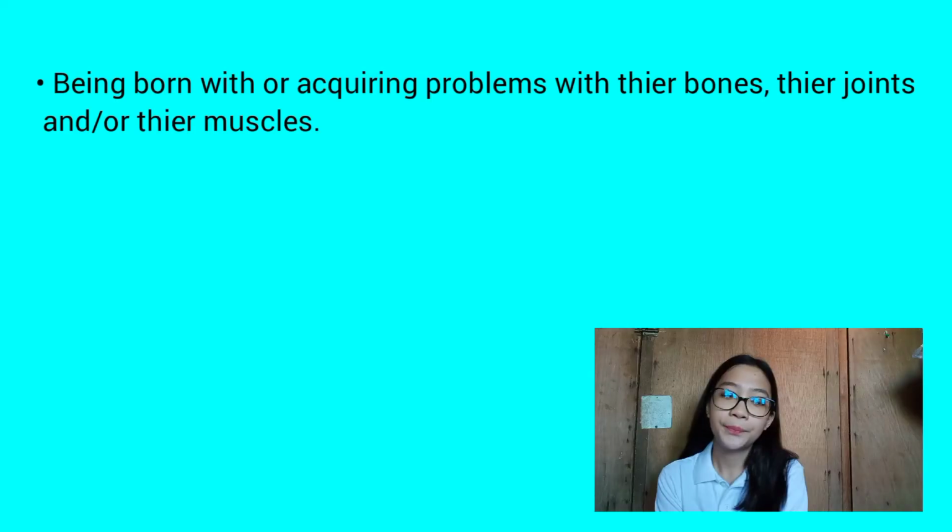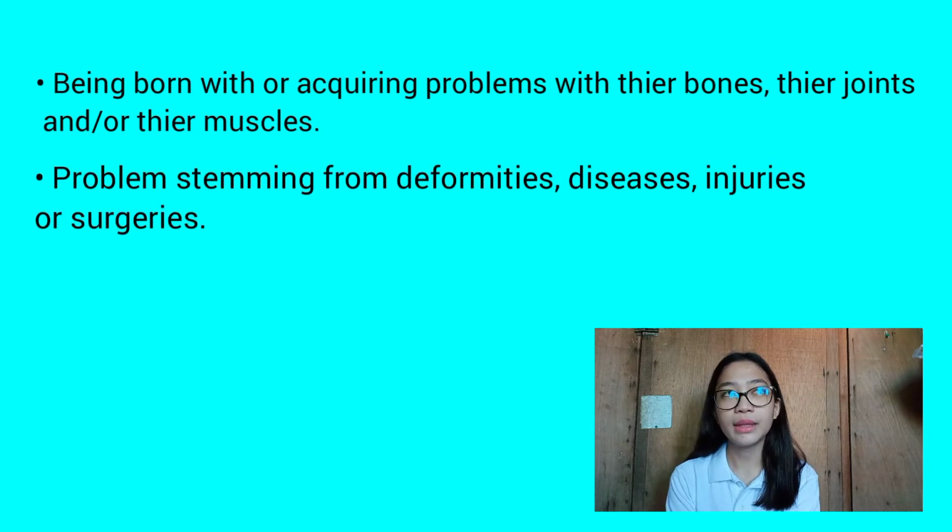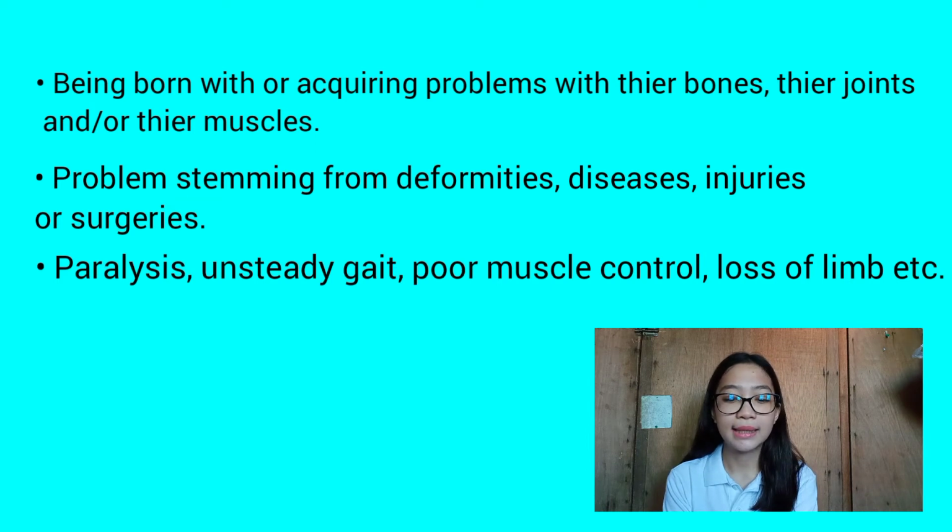The possible causes of these types of difficulty for moving and walking are: first, being born with or acquiring problems with their bones, their joints, and or their muscles. The second is stemming from deformities, diseases, injuries, or surgeries, for example, loss of limb, bone, or muscle tissue. These are possible signs and characteristics. The third is paralysis, unsteady gait, poor muscle control, loss of limb, etc. For example, this causes limited mobility.